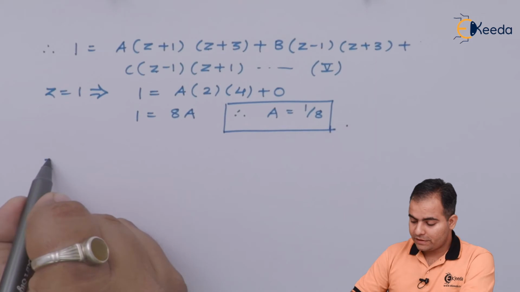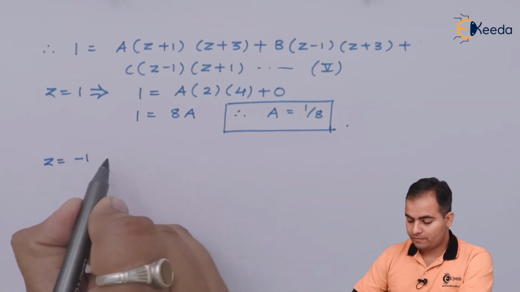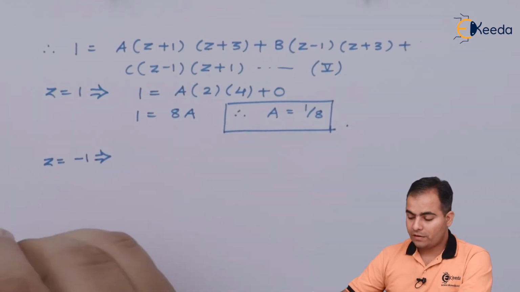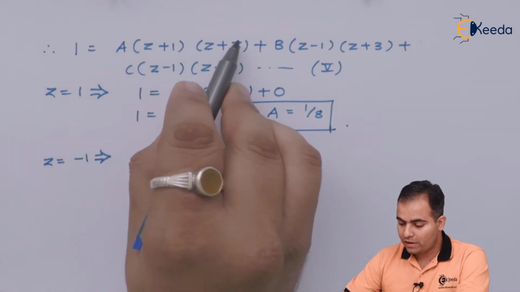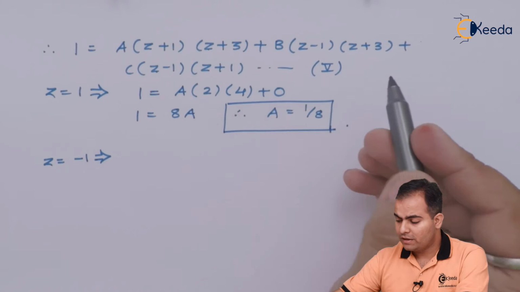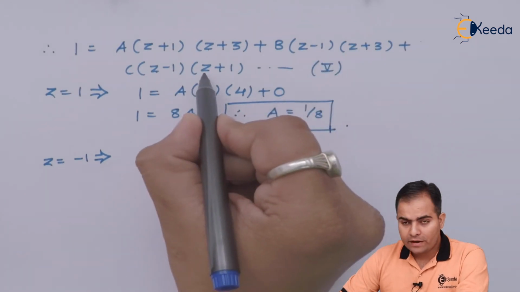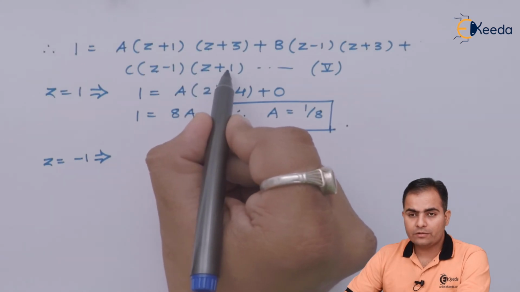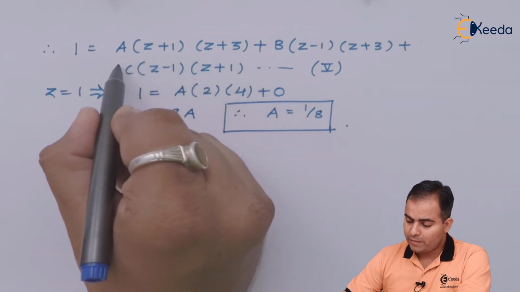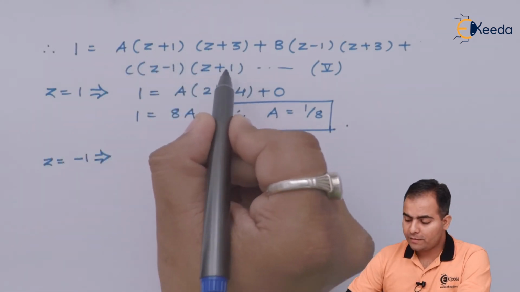Similarly, I'm going to substitute z equals minus 1, because if I substitute z equals minus 1, then look here, minus 1 plus 1 becomes 0, so the whole a term vanishes or is replaced by 0. Similarly, look here, if I substitute z equals minus 1 over here, then minus 1 plus 1 becomes 0, and this 0 will be multiplied with the whole c term, and this will also be replaced by 0.